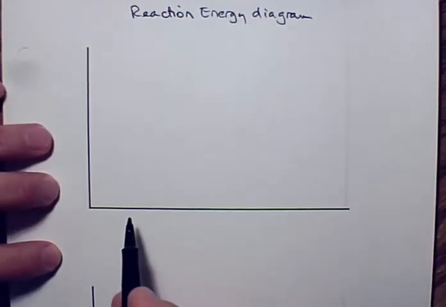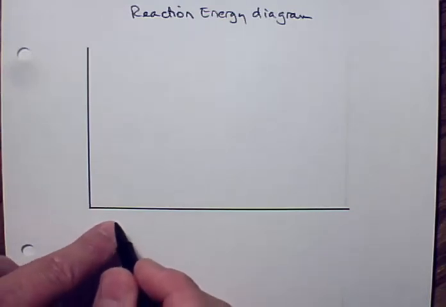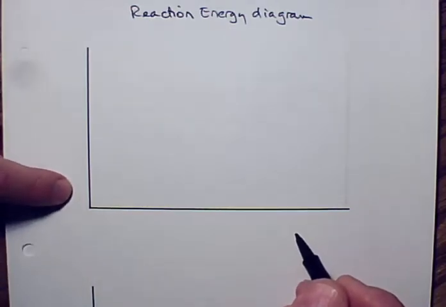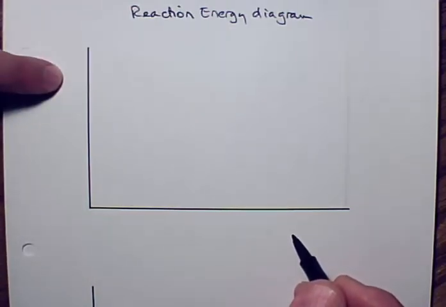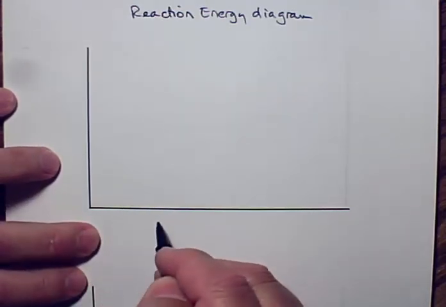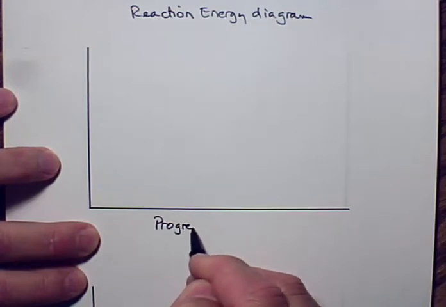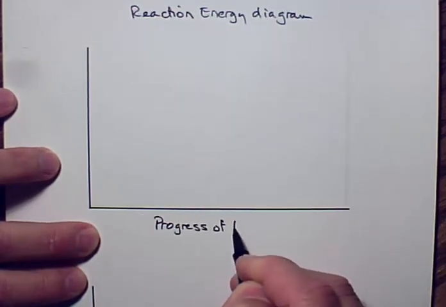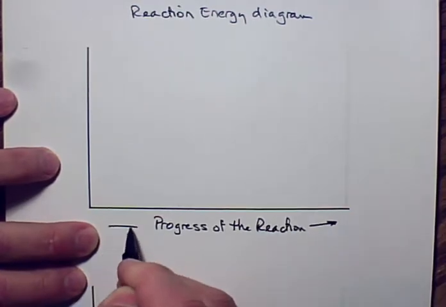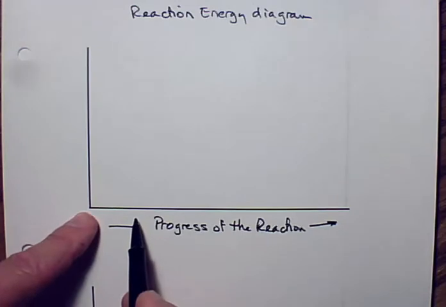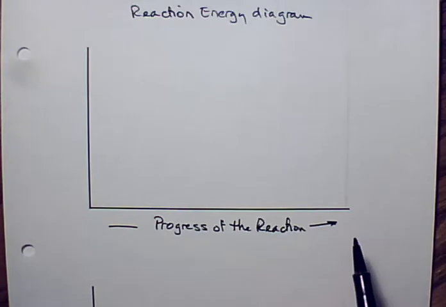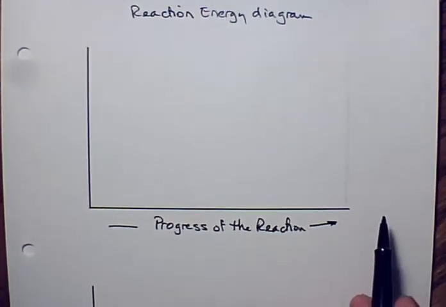Now, what this is showing is how the course of the reaction affects the energy in the system, and that's delta H. If it's energy in the system, that's delta H. So you can say progress of the reaction if you want to. You could put reactants over here and products over here and draw an arrow between them, because progress of the reaction means we're going from reactant to product. It kind of means the same thing.